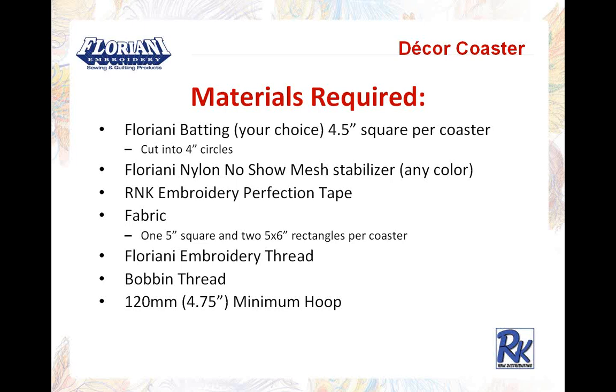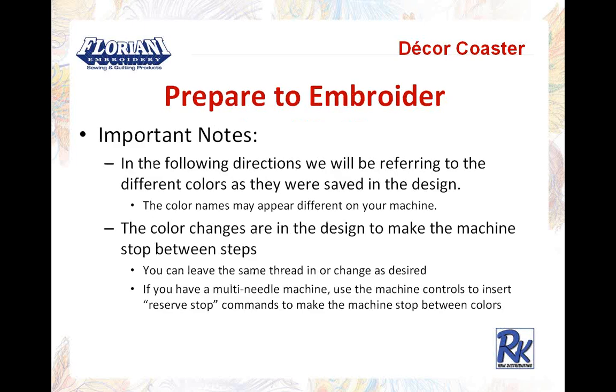And lastly, you're going to need a 120 millimeter or 4.75-inch minimum hoop size. Doesn't have to be a square hoop. Just the smallest dimension on your hoop has to be at least 4.75 inches or 120 millimeters. That's pretty common these days in a 5x7 hoop or 120 by 180 millimeter hoop. Okay, so those are the materials that you need.